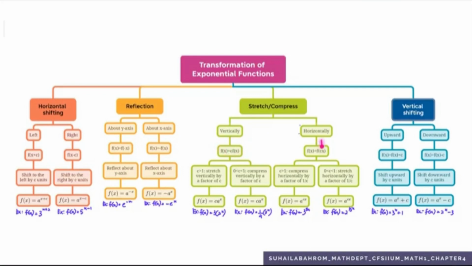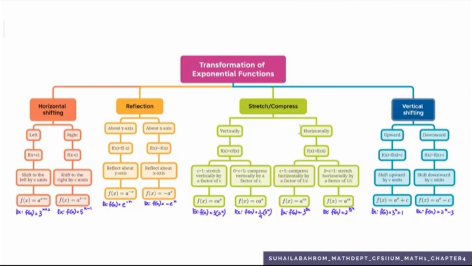When the factor is inside the function, for example, we have 3^(5x), the factor is inside the function on the exponent. Another example, 2^((1/3)x). When the c or the factor is greater than 1, the transformation technique is compressed horizontally by a factor of 1/c. In this case, our c is equivalent to 5. Therefore, the transformation technique is compressed horizontally by a factor of 1/5.